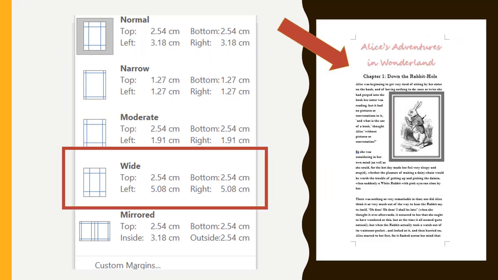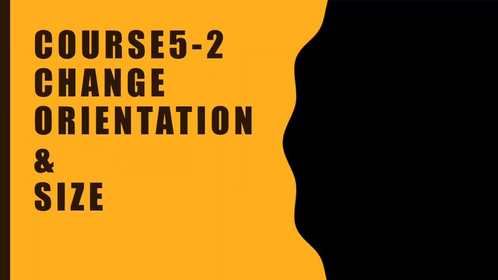The third one is the wide setting. In this setting, the margin between content and page edge looks bigger. At Course 5.2, I will show you how to change the orientation and size.